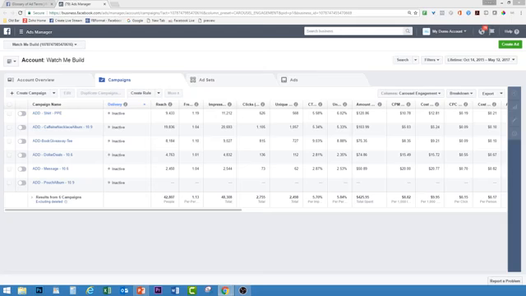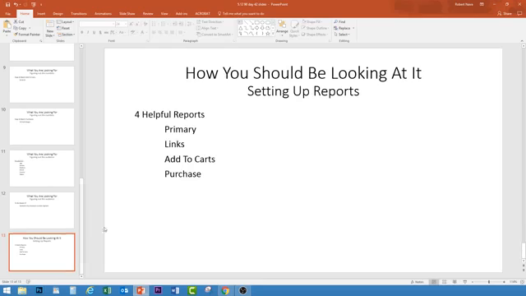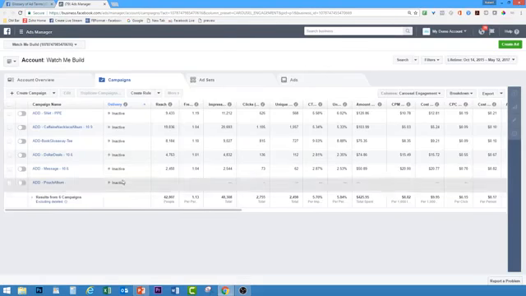Okay, so let's go ahead and, let's see. The first one I had was primary. Let's go ahead and set that one up. I want to make sure I have primary links, add to carts, and purchase. Okay, so let's go ahead and do this.